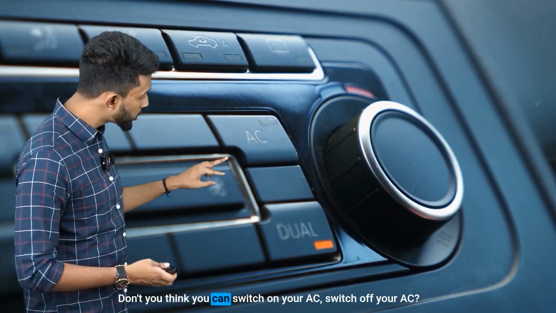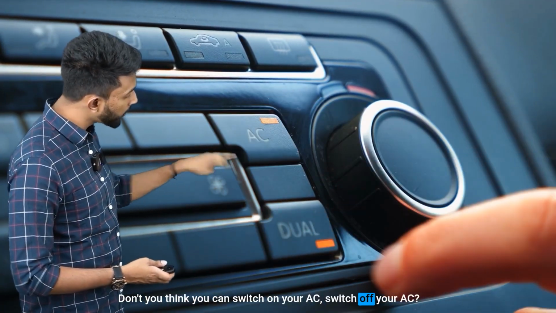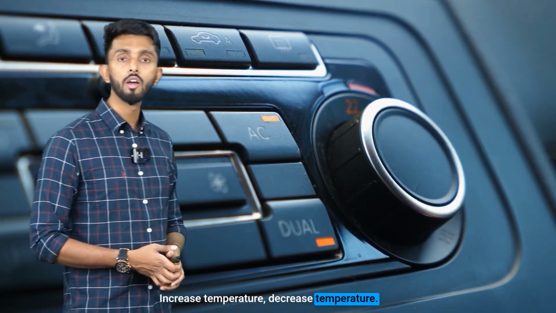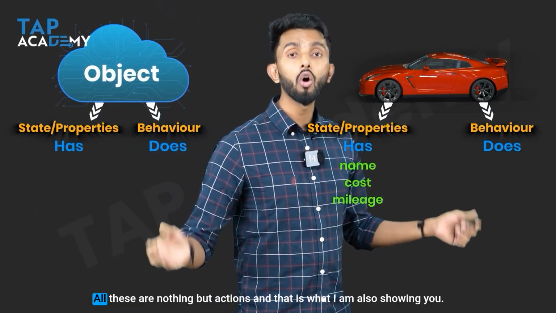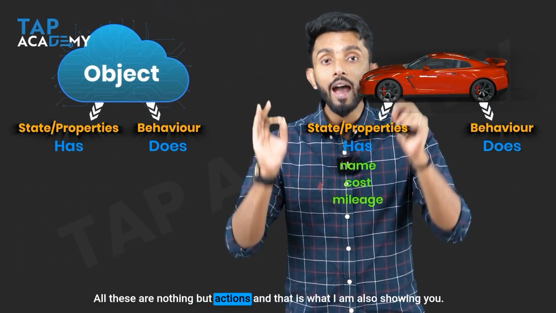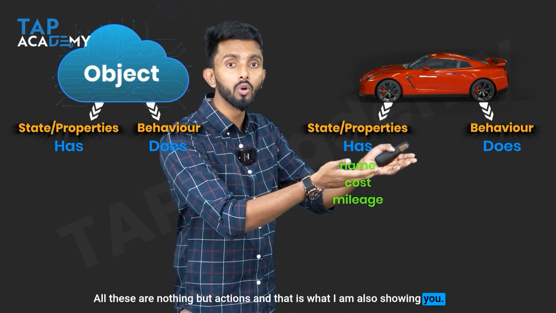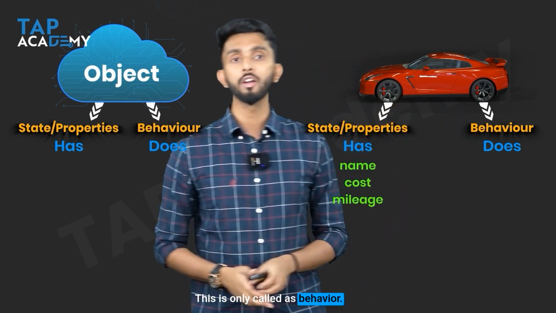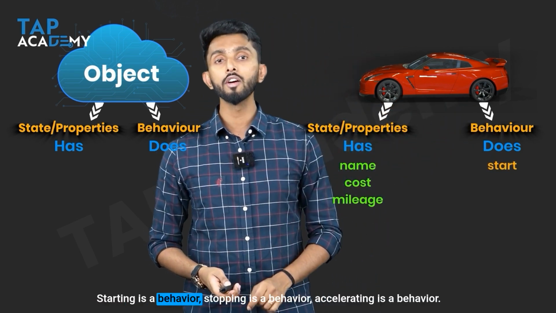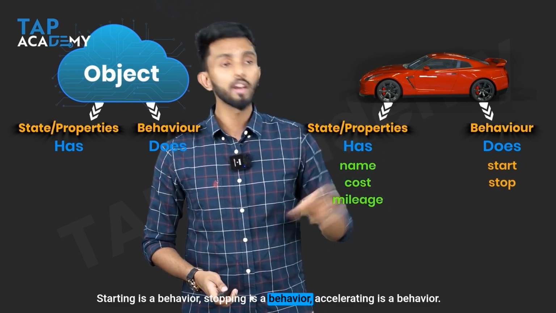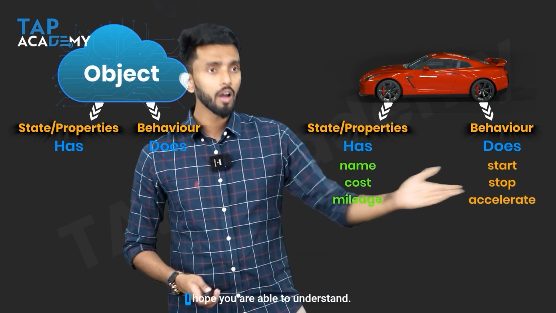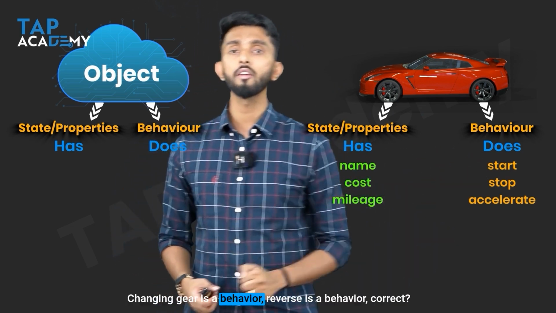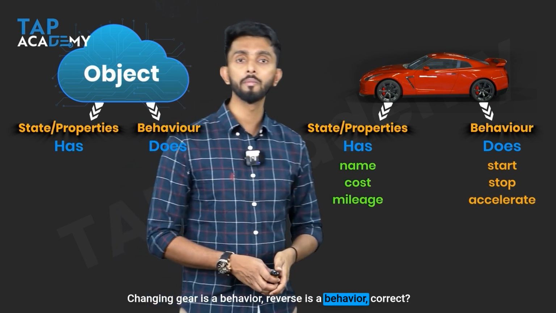Don't you think you can switch on your AC, switch off your AC, increase temperature, decrease temperature? Friend, what is all this? All these are nothing but actions, and that is what I am also showing you. This is called behavior. Starting is a behavior. Stopping is a behavior. Accelerating is a behavior. I hope you're able to understand. Changing gear is a behavior. Reverse is a behavior. Correct?